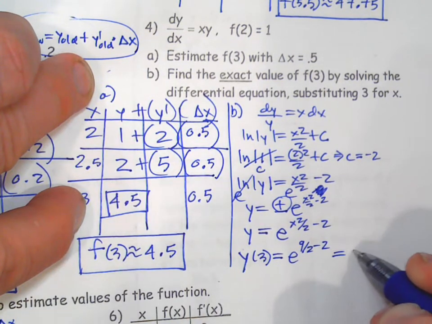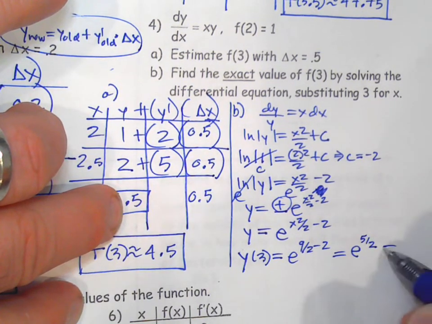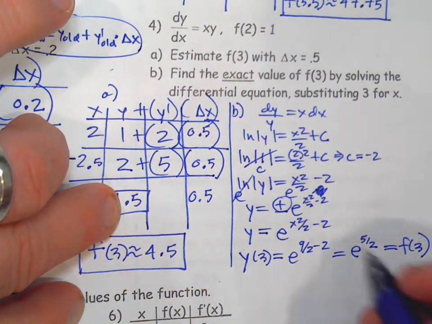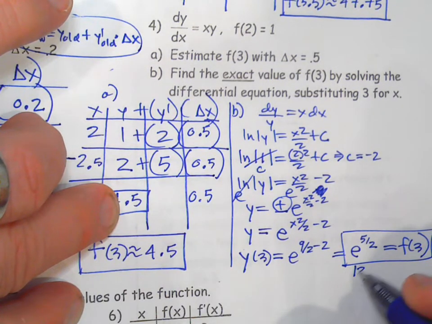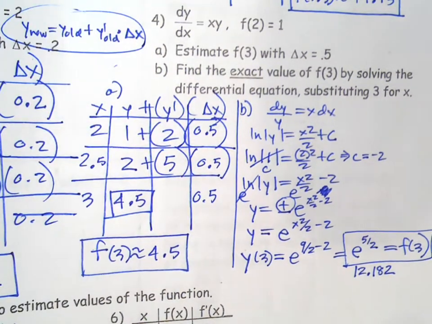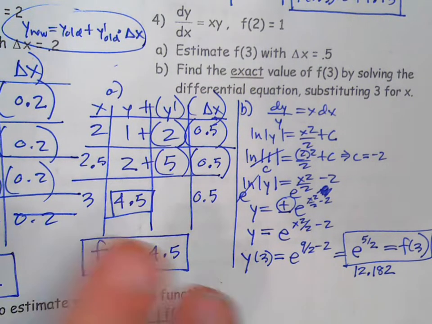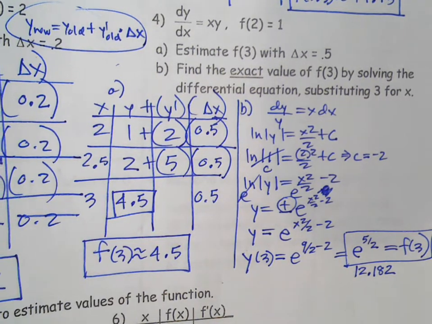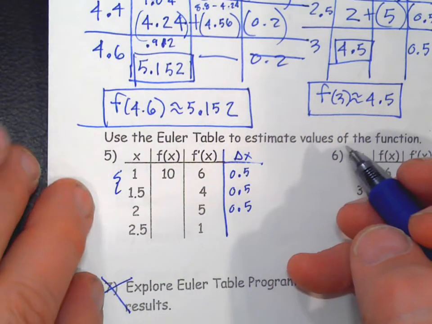And we could simplify this a little bit. It's going to be e to the 5 halves is the exact value of f of 3. Now, on a calculator, we could figure out what that is, and it comes out to 12.182. So, not super close to our estimate, but if we broke this down into more steps, like 10 steps, it'd probably start to get closer. Error would be less.